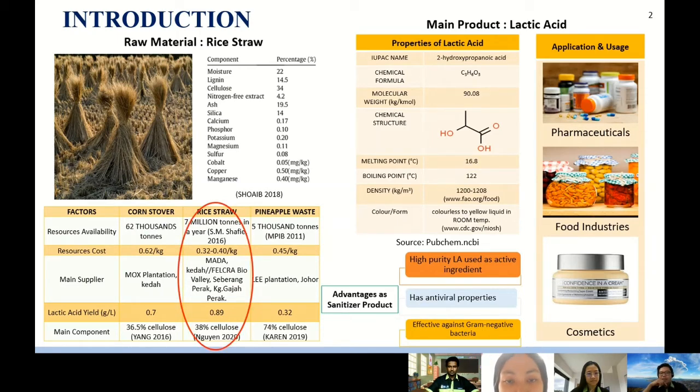Here we can also see the applications in pharmaceutical, food industry, and cosmetics. It also has an advantage as a sanitizer product, with a high purity active ingredient. It also has antiviral properties, and it is very effective against gram-negative bacteria.